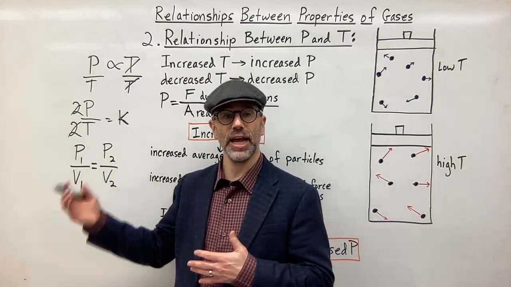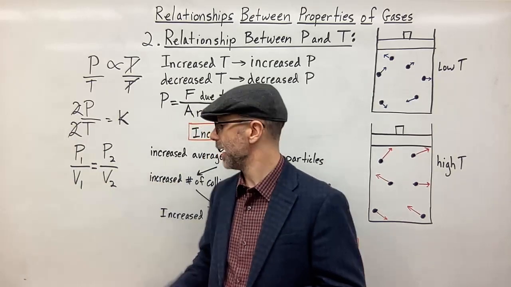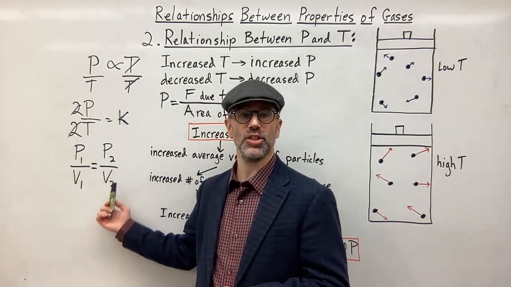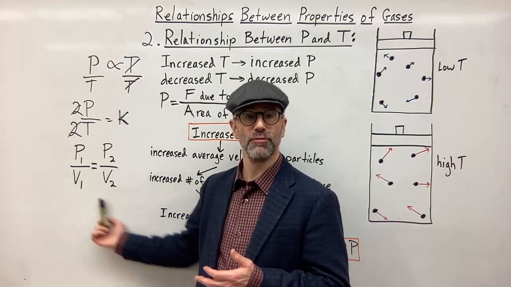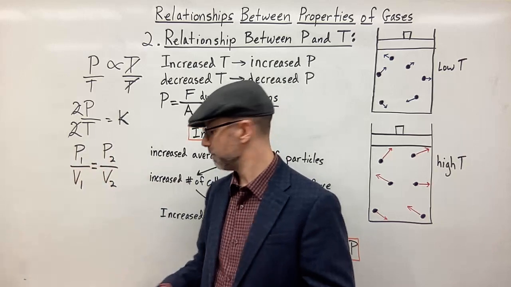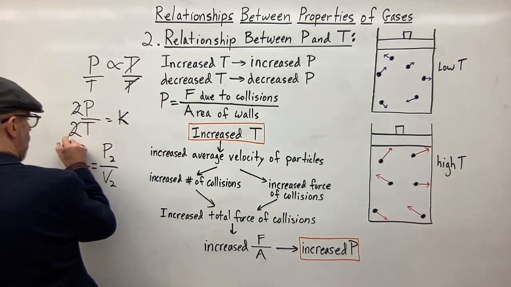So if I change the pressure from one thing to another, and I know what the original volume was, then I can use this equation to solve for the missing volume, the final volume that I need to find, or whatever it is I need to find. So this is Gay-Lussac's law.